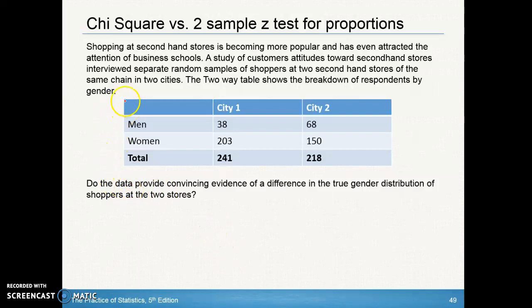Shopping at a secondhand store is becoming more popular and has even attracted the attention of business schools. A study of customers' attitudes towards the secondhand stores interviewed separate random samples of shoppers at 2 secondhand stores of the same chain in 2 cities. The two-way table shows the breakdown of respondents by gender. Do the data provide convincing evidence of a difference in the true gender distribution of shoppers at the 2 stores? Okay, so here, notice how many populations do we have? We have city 1 and we have city 2. So that means I have 2 different populations, which means here I can use a chi-square test for homogeneity.